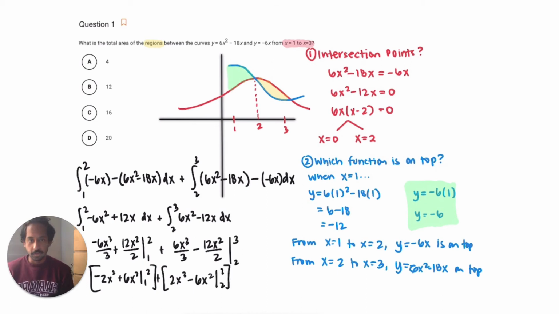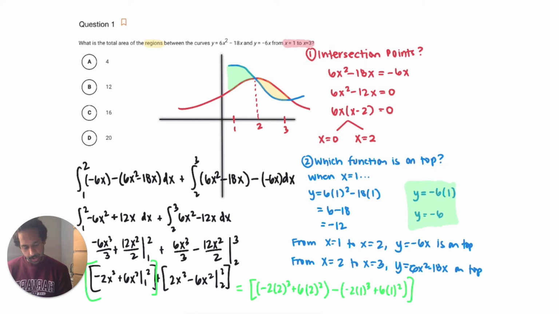All right, now let's plug in our values so we can figure this out. I'm going to now use green so we can see that we're finding our final answer, these areas. I'm going to plug in my values. Actually, I'll do green for this first one. So equals negative 2 times 2 cubed plus 6 times 2 squared minus negative 2 times 1 cubed plus 6 times 1 squared. And then here we're going to add the other side, which I'll do in red.